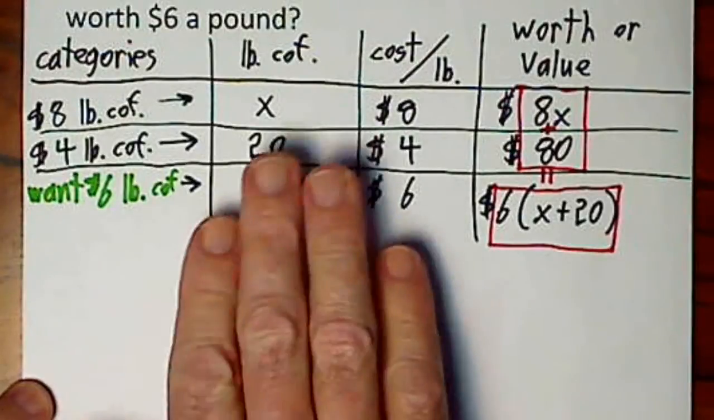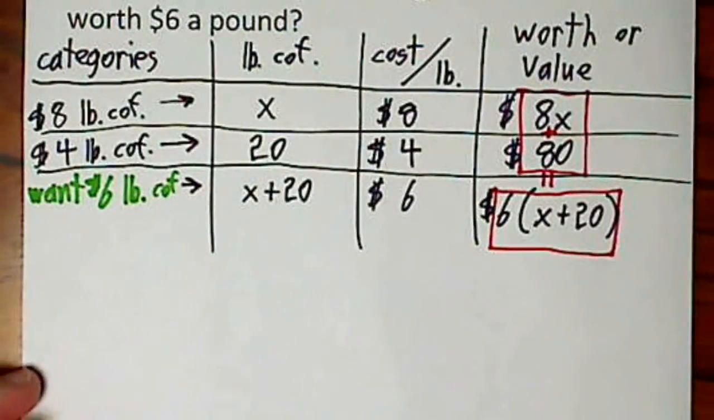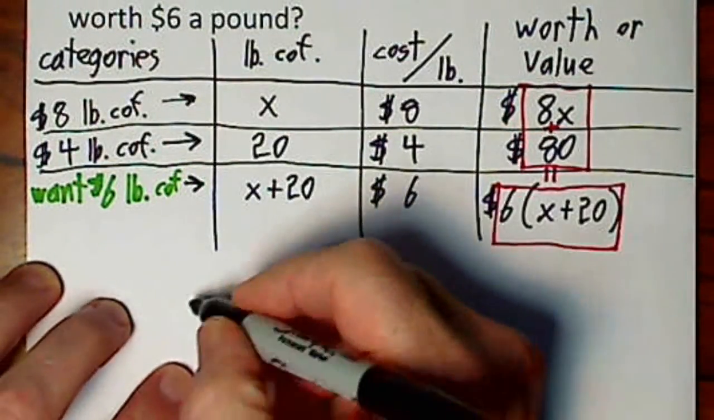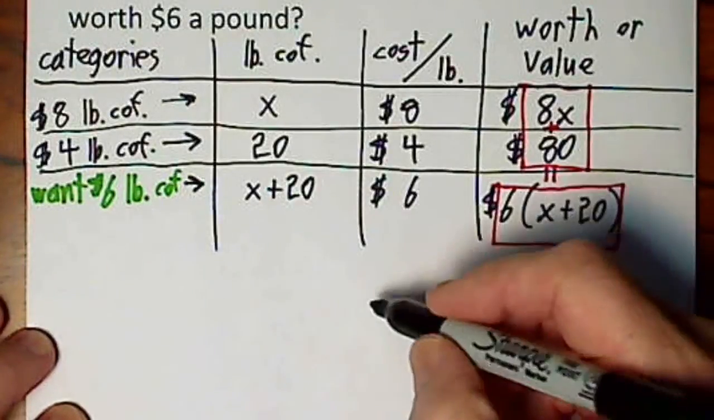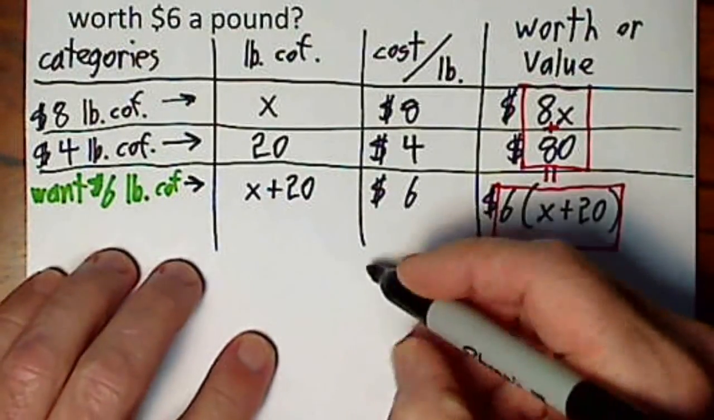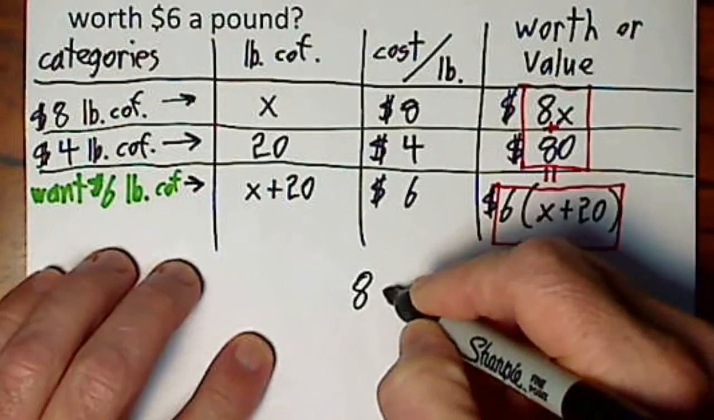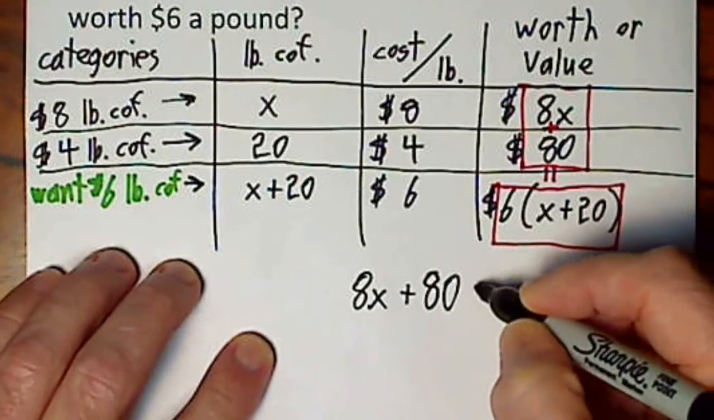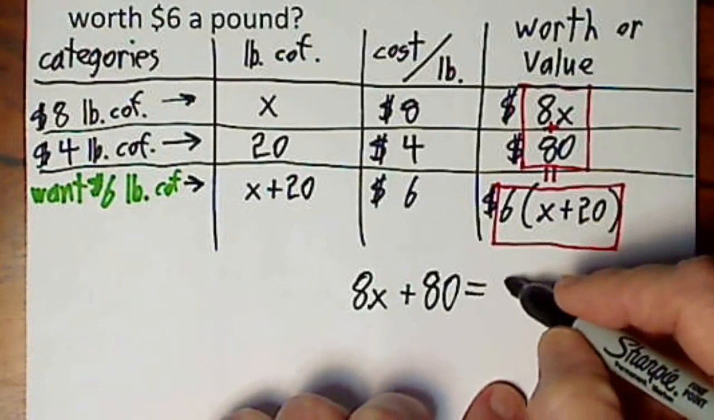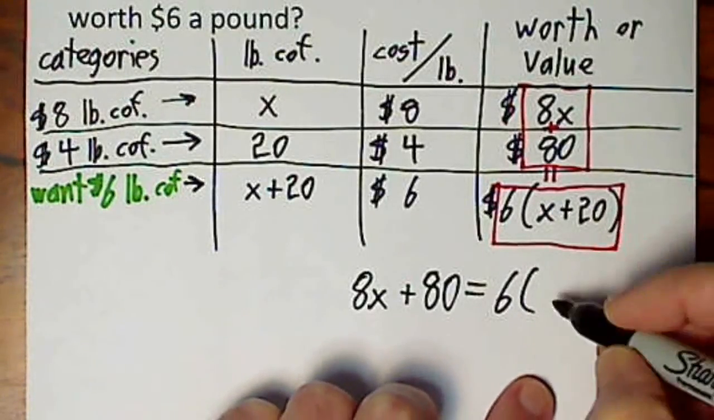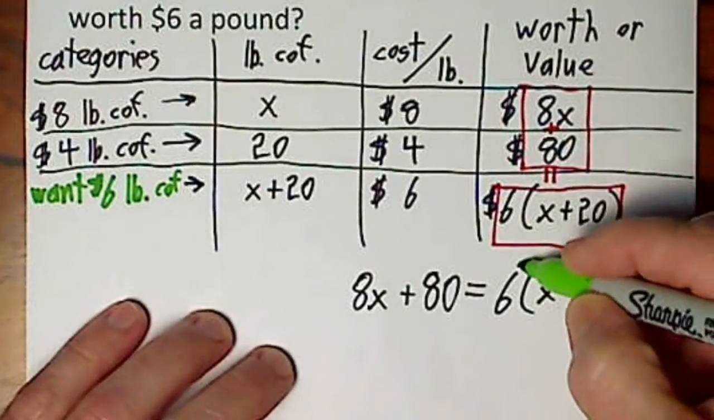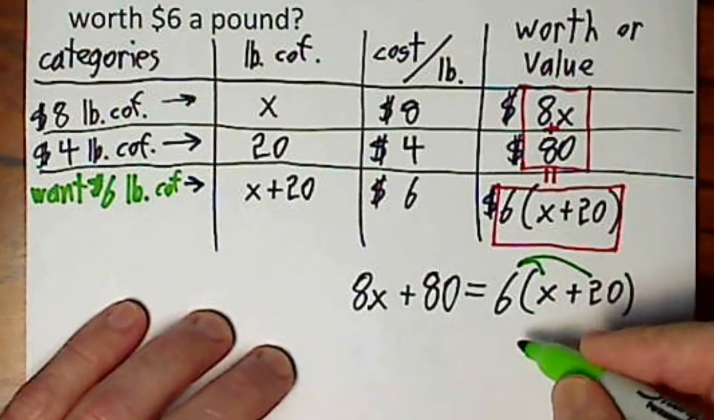I don't need this other stuff. That was just to help me organize my thinking on this. Alright, so let's write our equation and solve for x. We have, where am I going to work? I think I'll just work right here. 8x plus 80 is equal to 6 times x plus 20. You have to distribute this 6.